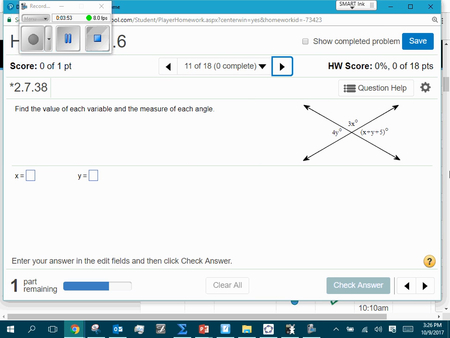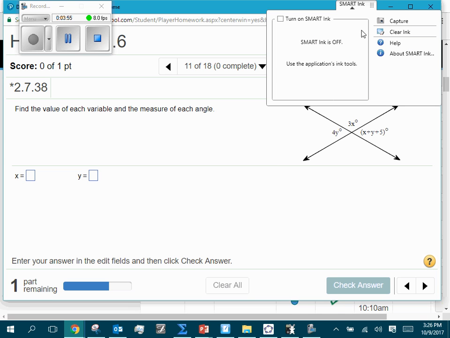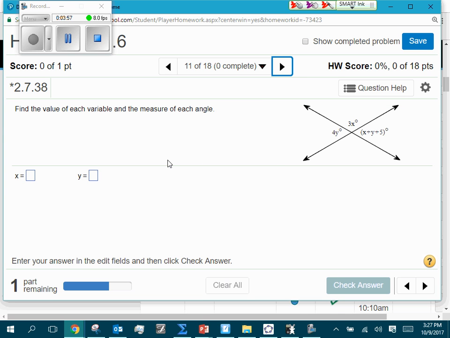Okay, so again, I'm going to set up all the relationships I can set up. I'm going to say that 4y plus 3x equals 180. That's those two angles. I'm also going to say then that these two angles add up to 180, so that gives me 4x plus y plus 5 equals 180. And then I'm going to set up the relationship that these two things are equal. So I get 4y equals x plus y plus 5.